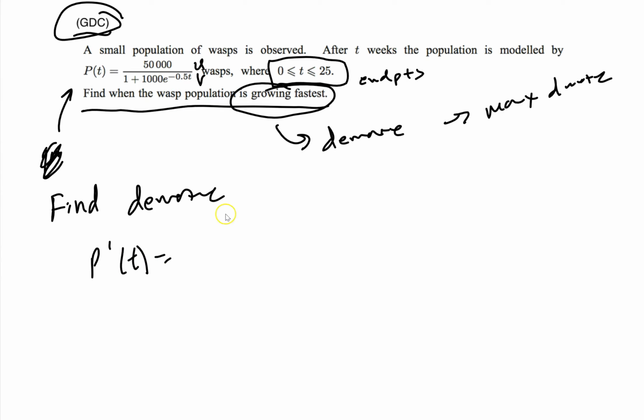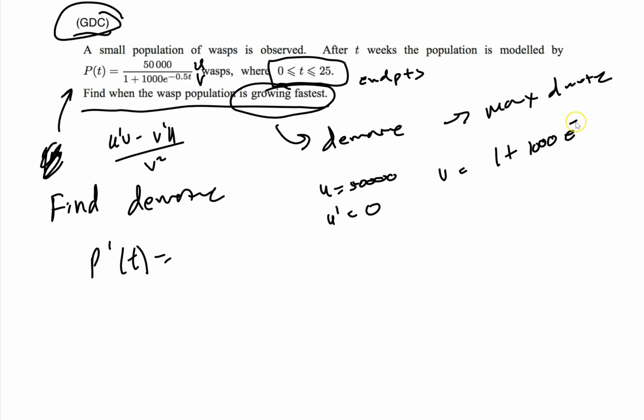Quotient rule is u prime v minus v prime u, derivative of the top over the bottom. It's in your formula sheet. Doesn't matter. Over the bottom squared. So, let's go: u is 50,000, which would have been the max of the original, by the way, not 5,000. U prime is 0, right? Constant, nice, easy. V is 1 plus 10,000 e to the negative 0.5t.